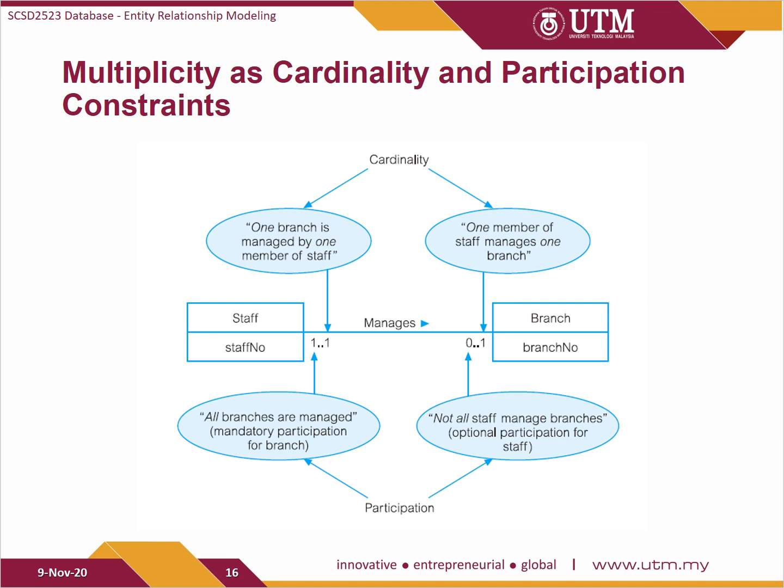So, if we refer to the figure in this slide, we can see that the optional participation for the staff entity in the managed relationship is shown as a minimum value of 0 for the multiplicity beside the branch entity, and the mandatory participation for the branch entity in the managed relationship is shown as a minimum value of 1 for the multiplicity beside the staff entity.